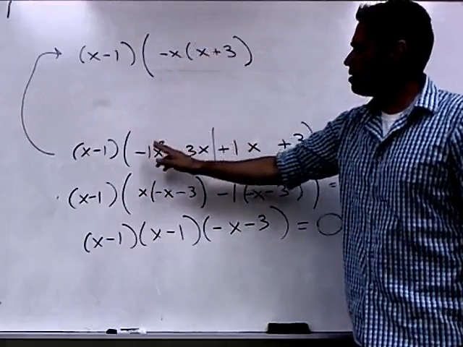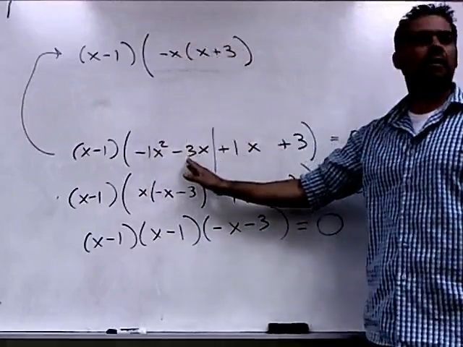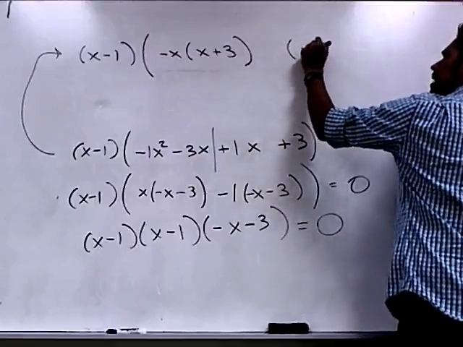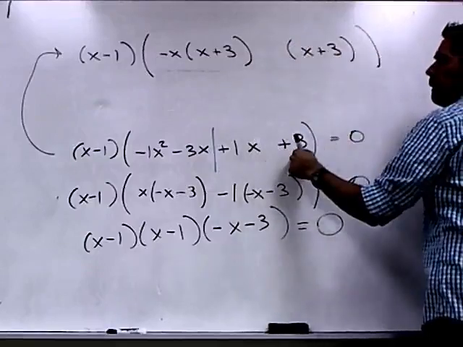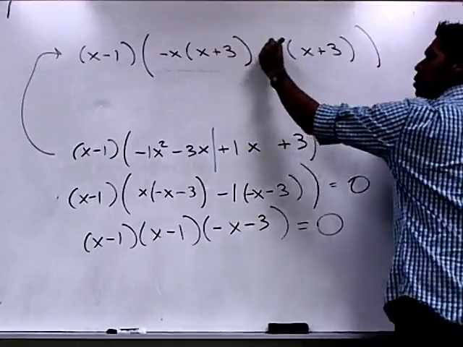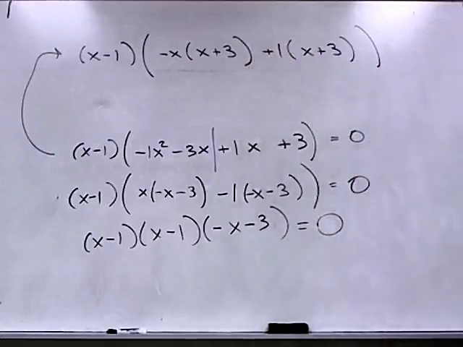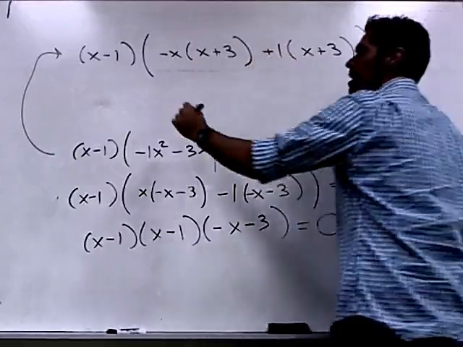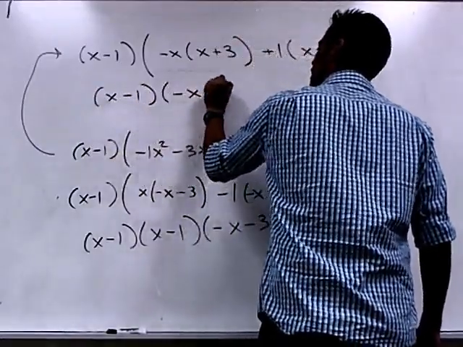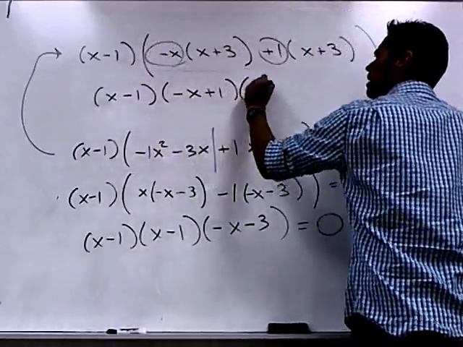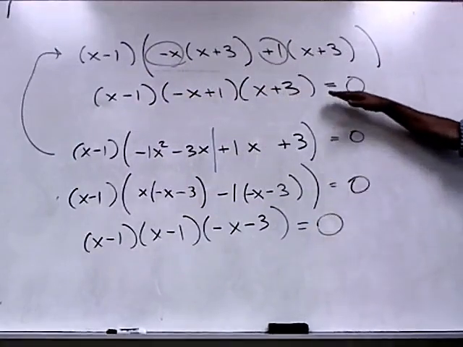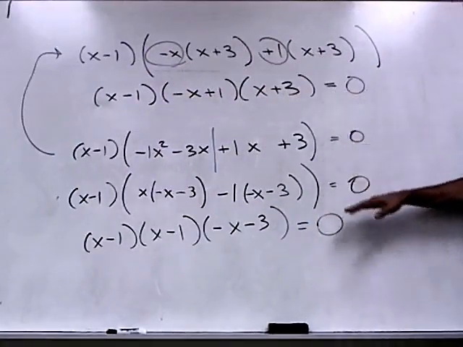Distribute this through, you get -x squared. Distribute this through, you get -3x. And then over here, what would I need in front of x plus 3? What would I have to have out here? +1, right? Now if you break that down using your grouping, you would get -x plus 1, that's this and this, and then the x plus 3, and that equals 0. Now is that what we had down here? Not exactly, it doesn't look exactly the same.